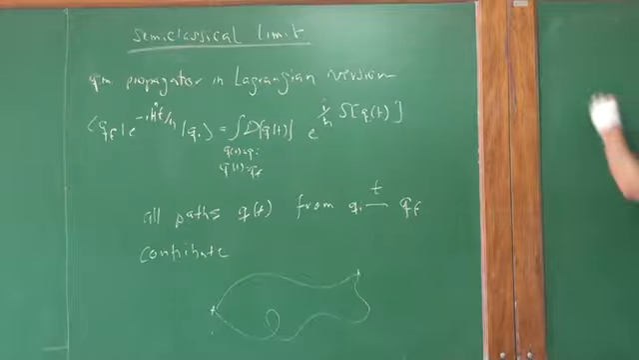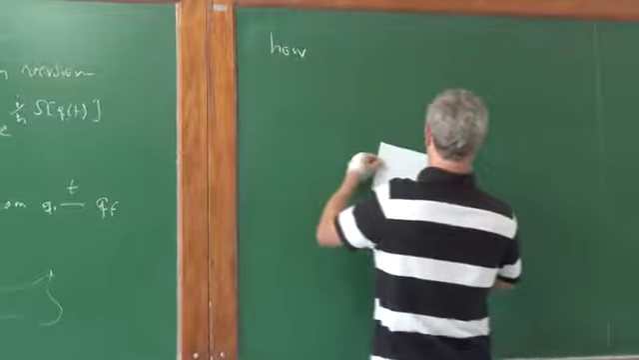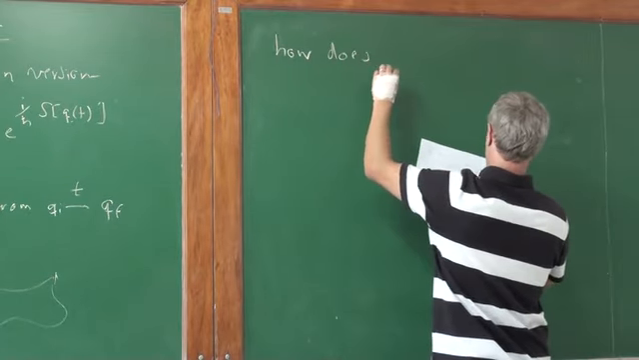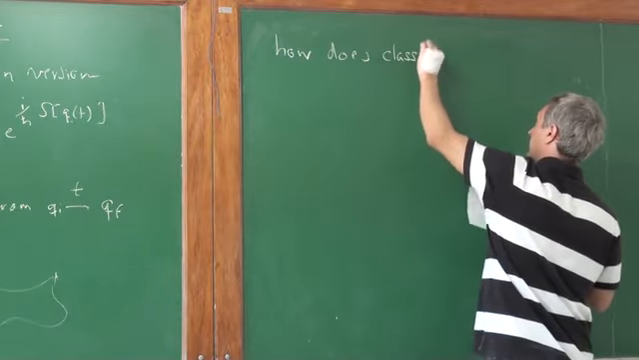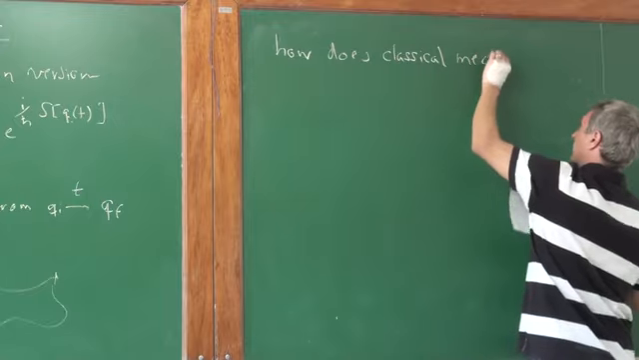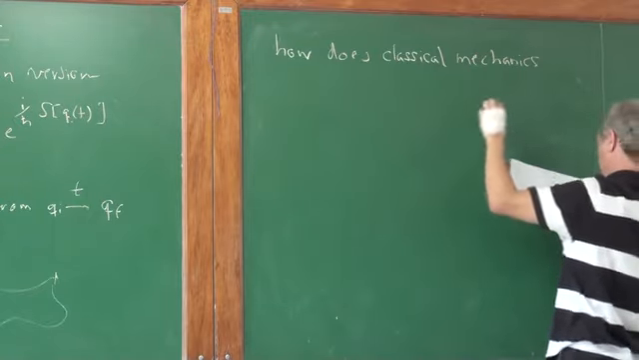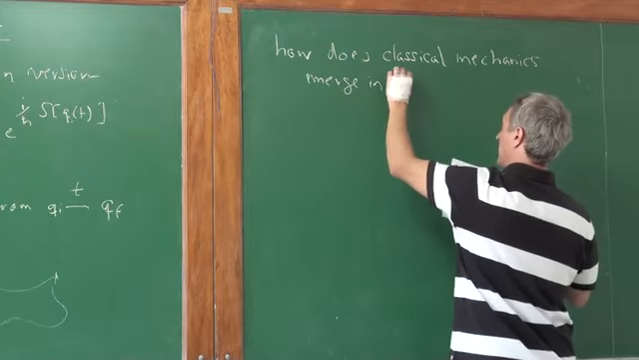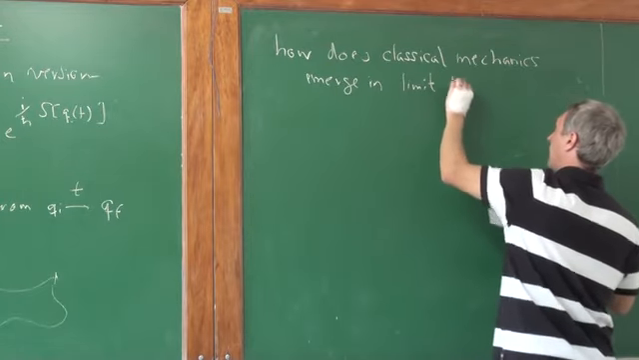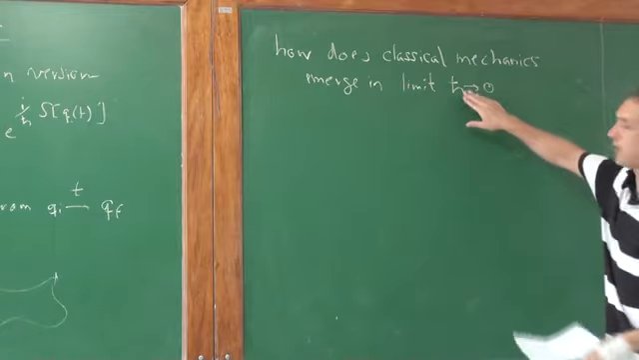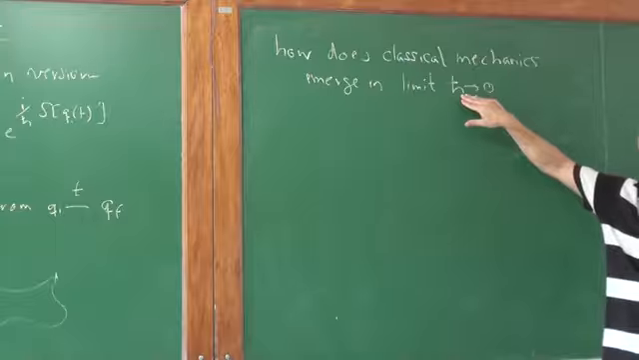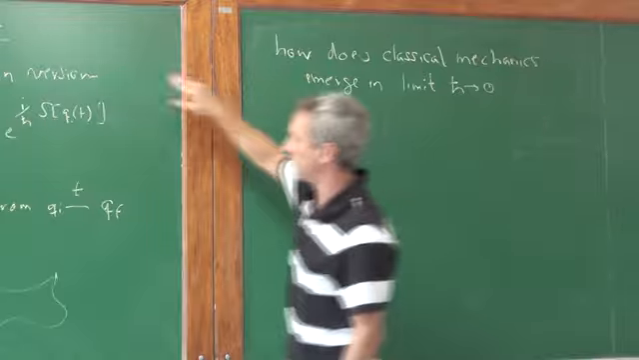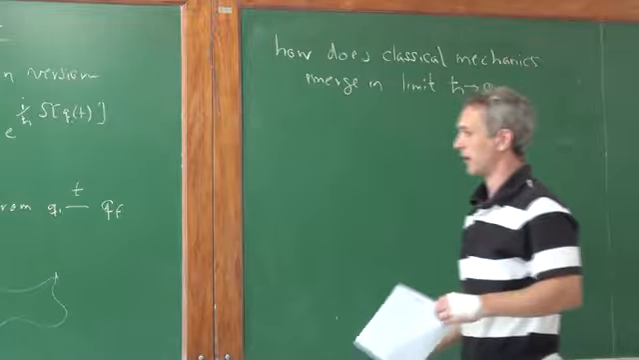So this is the question we want to ask: how does classical mechanics emerge in the limit h bar to 0? And then what remains from quantum fluctuations for h bar finite but small? Now, this is all within the semi-classical limit.